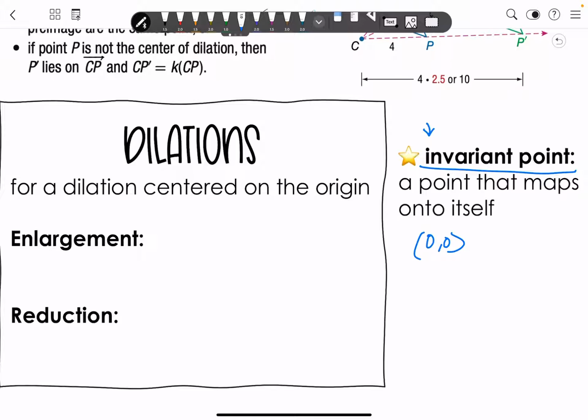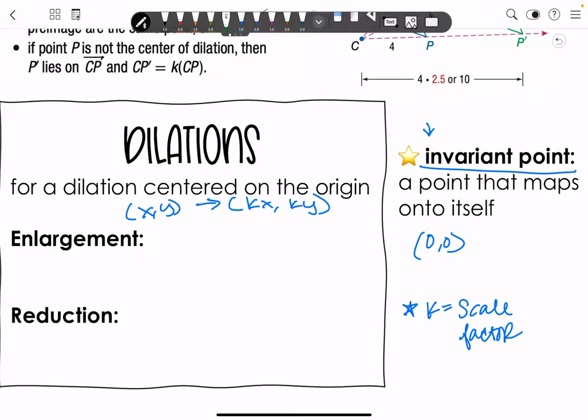All right, your dilations. Remember, for a dilation centered on the origin, we use the algebraic representation (x, y) goes to (kx, ky), and remember that k is equal to my scale factor, or my multiplier. If I am enlarging something, my k value, or the absolute value of it, in this case, is going to be greater than 1. It's an enlargement. It's larger than 1, which means anything between 0 and 1 is going to be a reduction right here.